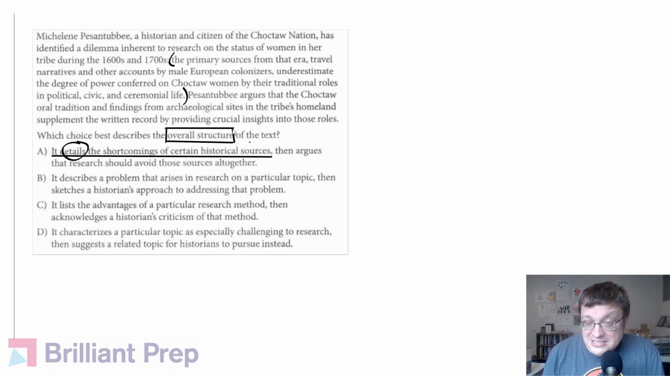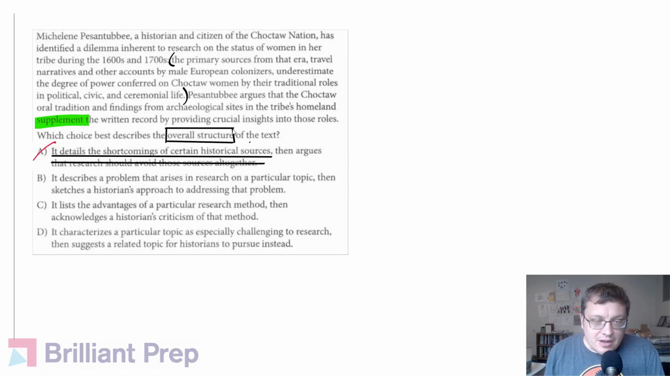You could argue the word details is maybe a little bit too specific. I don't know if we're detailing, that usually involves providing details. And I'll excuse it for now. Let's look at the rest of the choice. Then argues that research should avoid those sources altogether. So lucky for us, I don't need to worry about the details part because the rest of this is just really bad. The text does not say avoid these sources, don't use them at all. The text goes on to say we need to supplement them. We need to provide additional resources to get a fuller picture. So for that reason, we can get rid of A.